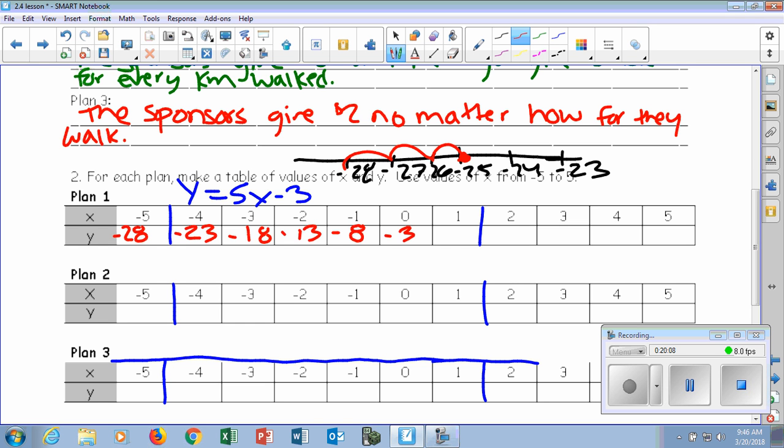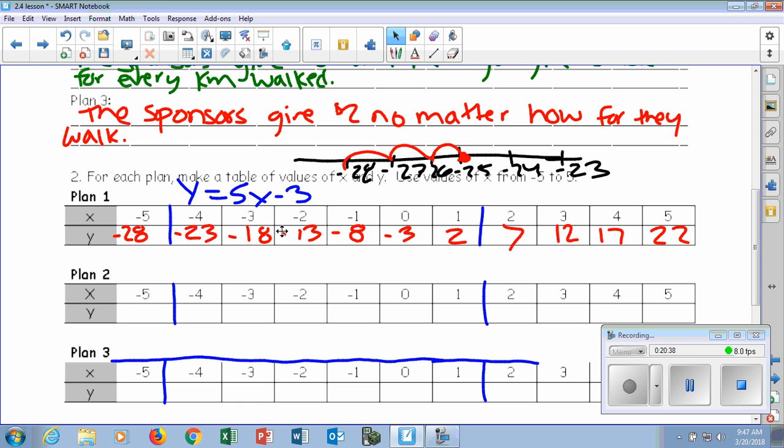Okay. Yep, keep going. 2, 7, 12, 17, 22. Awesome. Hand on your head if you got all of those numbers in your table. Okay. Hand on your nose if you have a question about those. If you have a question. No questions as to how we did those?